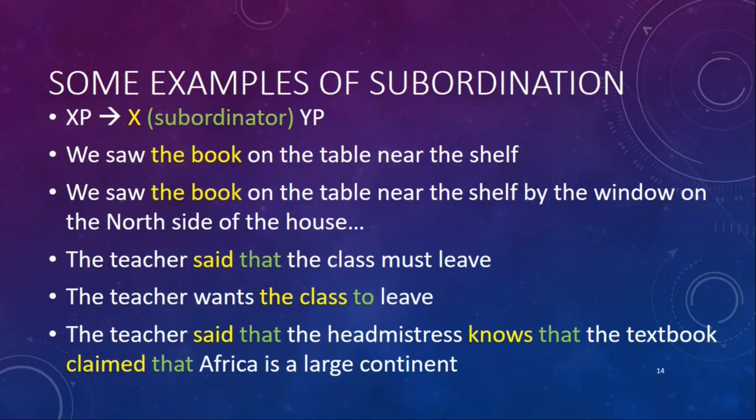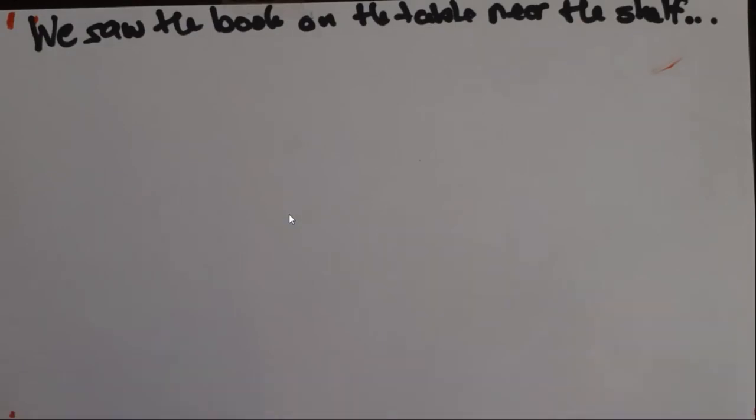Now look at the sentence, the kitten's paws got dirty. We could probably extend this even further if we were creative enough. For instance, my parents' mother's kitten's paws got dirty. Let's try it out for ourselves. We saw the book on the table near the shelf.